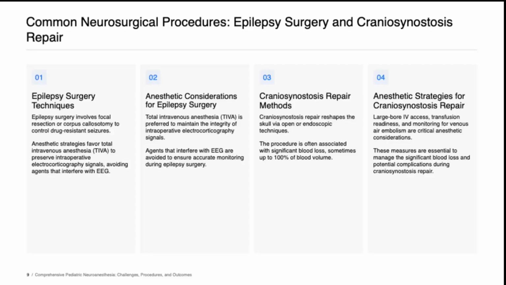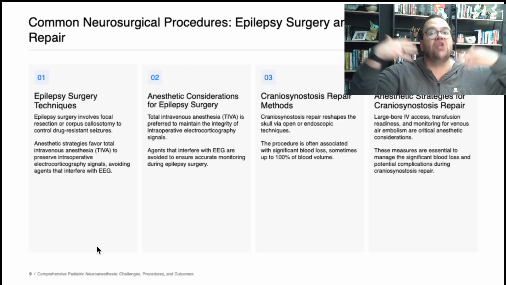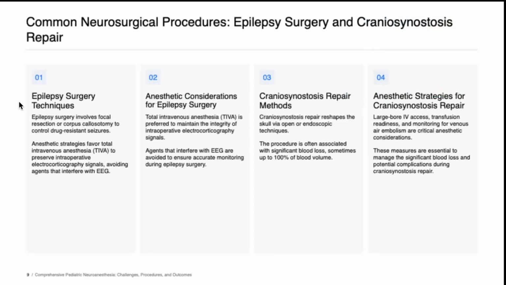When we talk about craniosynostosis, as I told you, it reshapes the skull by open or endoscopic techniques. By far the most common is open. And as you can see there, this can be associated with blood loss of 100% of that child's volume. So the entire child's blood volume can be lost in some of these surgeries. So bleeding is a huge, huge risk. You have to have as large bore IV access as possible.